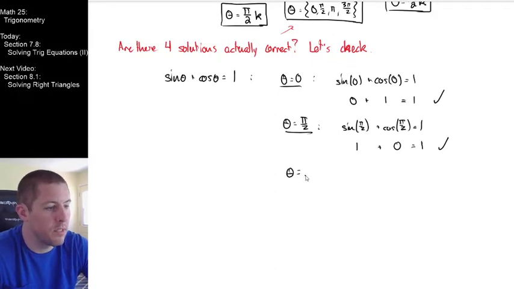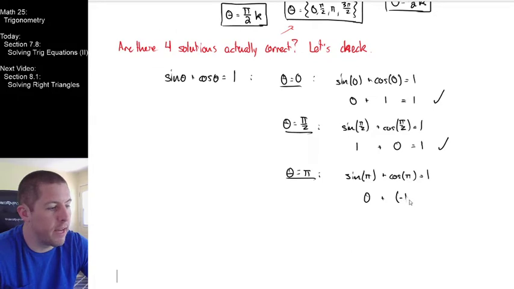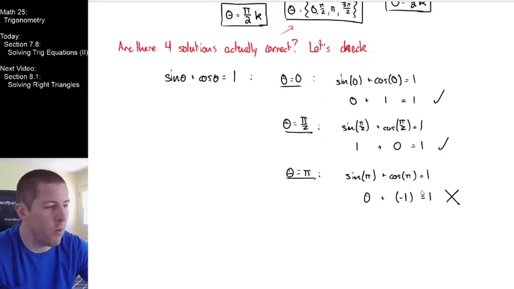Our next solution is theta equals pi. And this should suggest to me that sine of pi plus cosine of pi equals 1. Well, sine of pi is 0. Cosine of pi is negative 1, equals 1. That's not true. Negative 1 is not equal to 1. That doesn't seem like it works.